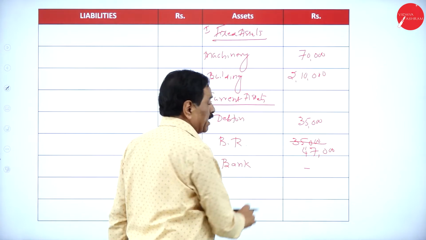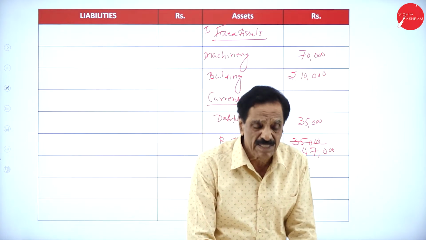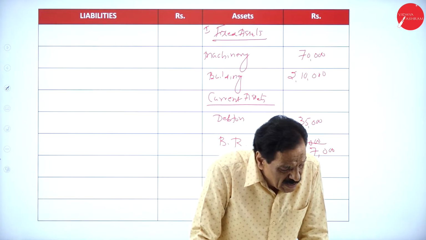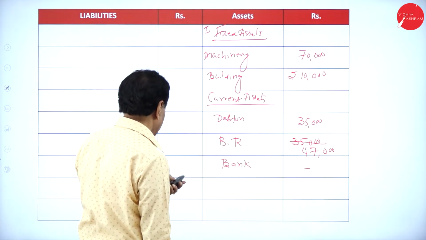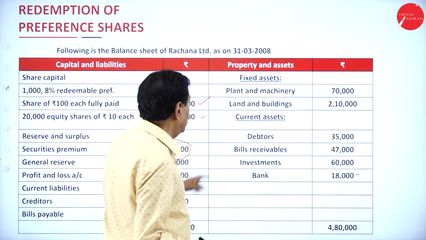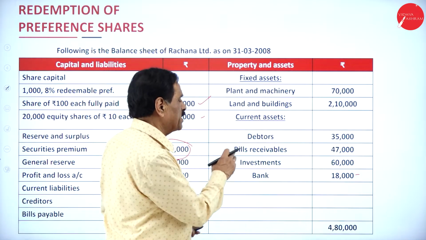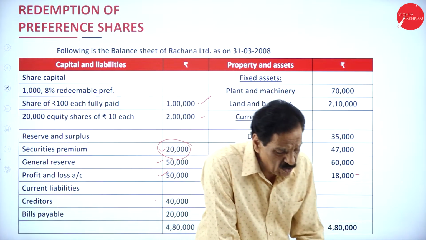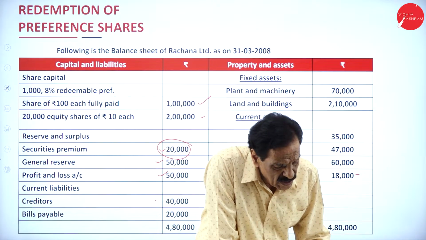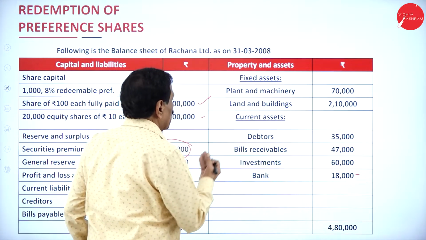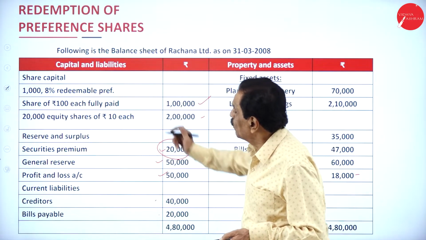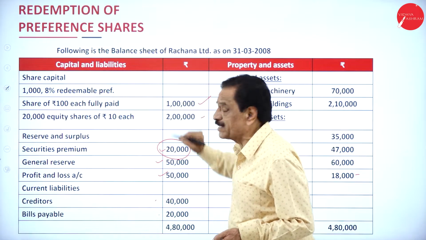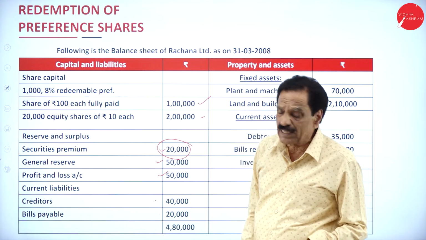This is your check. So you have fixed assets of 70,000 plus 2,10,000. Do you have any other fixed asset? Only plant and machinery, and land and building. Only 70,000 and 2,10,000. Now come back here. When you redeem, the CRR is created.